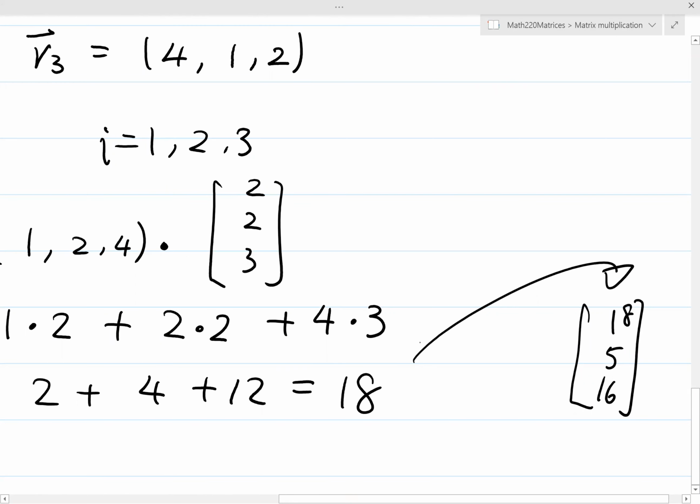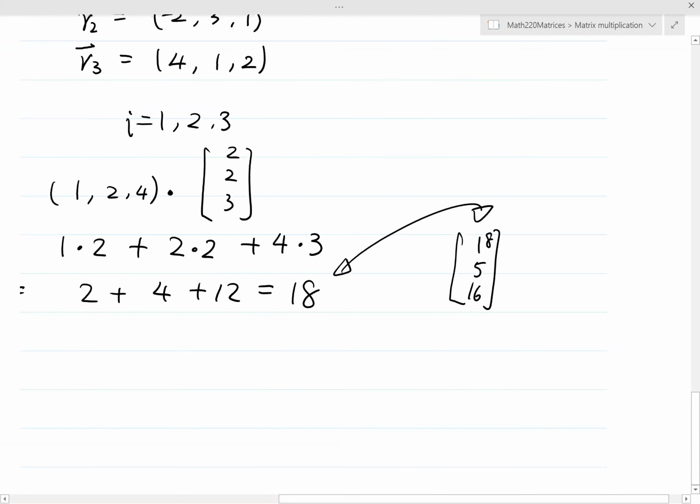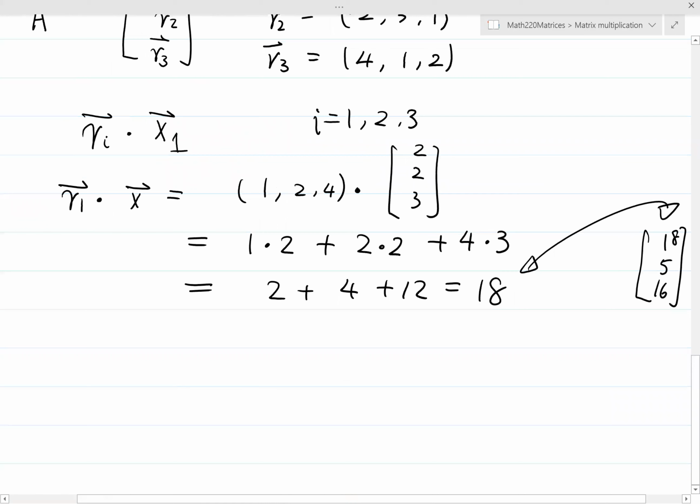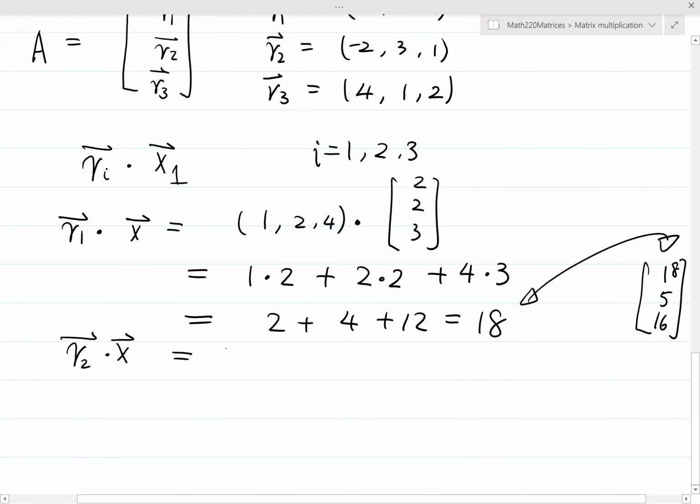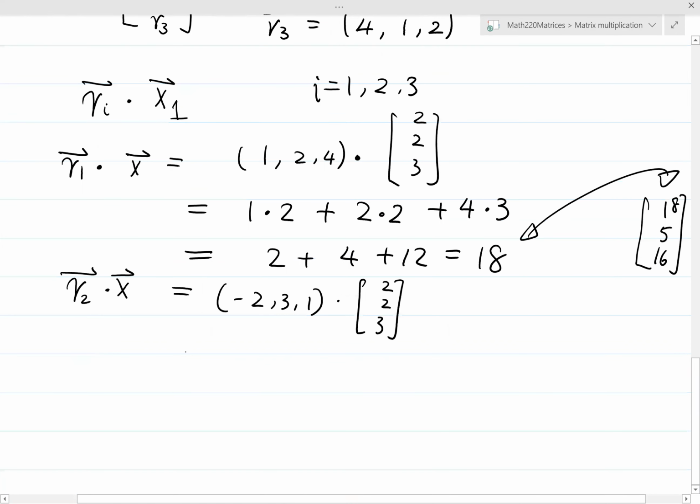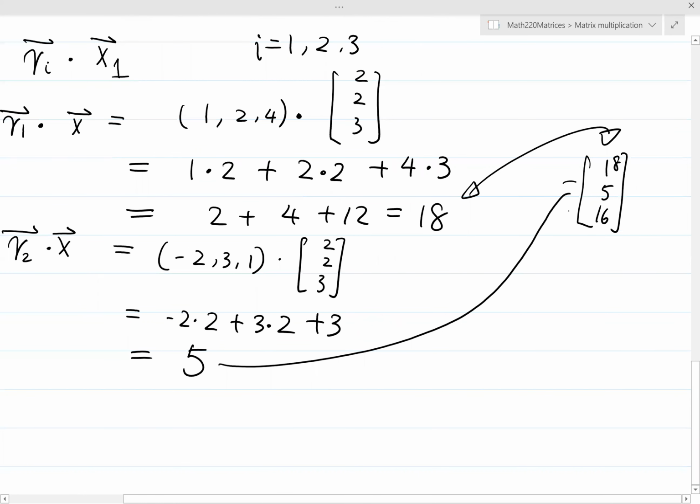Exactly 18. Now second row, first column, we get R2 dot product with this X. R2, which is -2, 3, 1, dot product with 2, 2, 3. Then we get -2 times 2 plus 3 times 2 plus 1 times 3, which is -4 plus 6 plus 3, we get a 5. You see, exactly, we get the second row as 5.